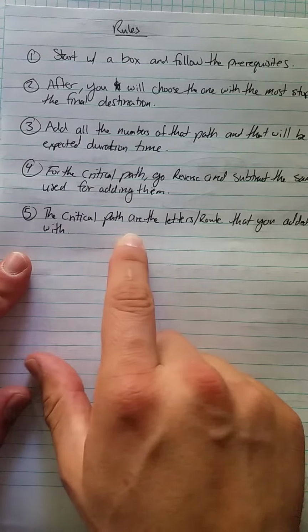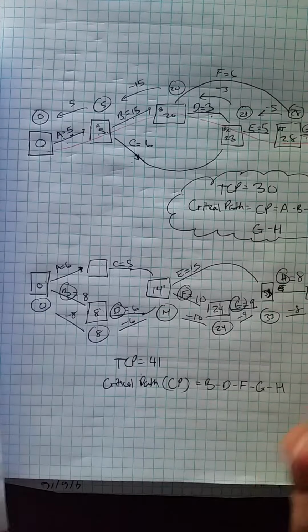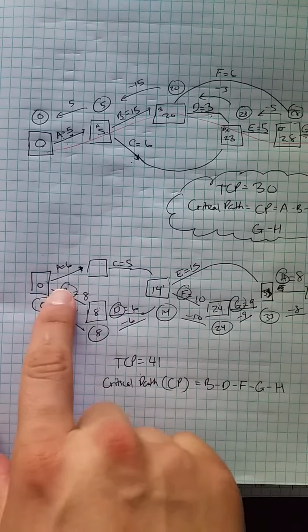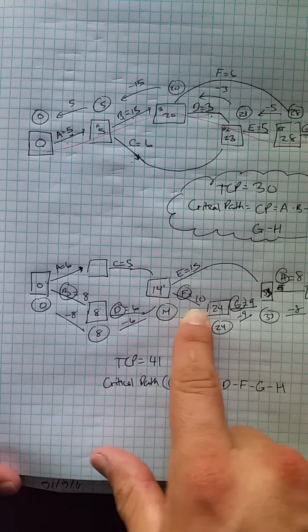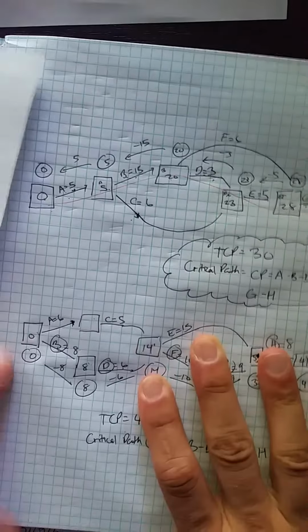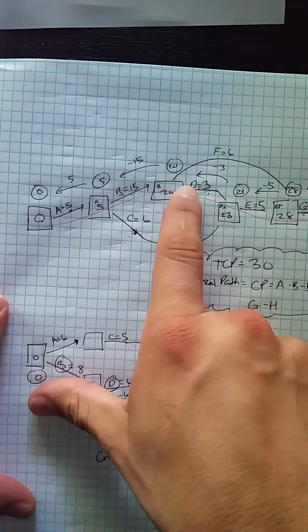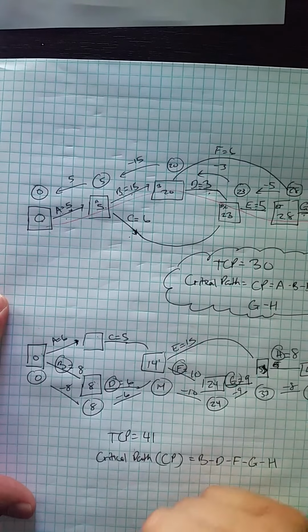Lastly, the critical path is the letters or the route that you added all the numbers with, or the variables. And the variables are going to be B, D, F, G, H. You just put it over here. Again, that was the same route, or the variables B, D, F, G, H.